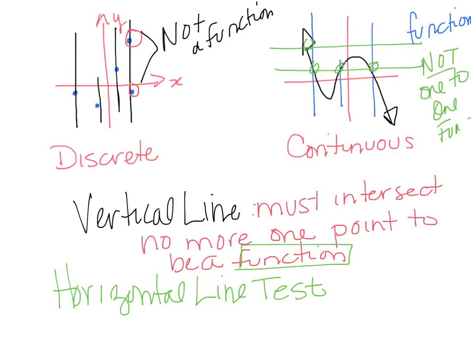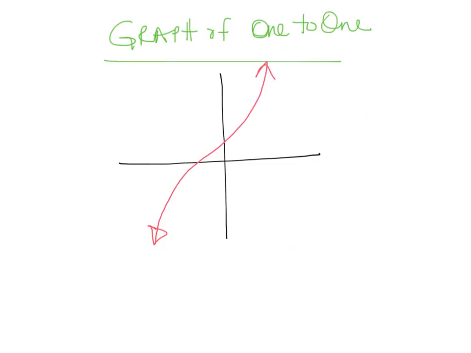So I'll take just another minute to show you what it looks like to be a function that is one-to-one on a graph. Okay, so here's a graph that we haven't looked at yet. It is a graph of a function, and we know it's a function because it's passing that vertical line test.